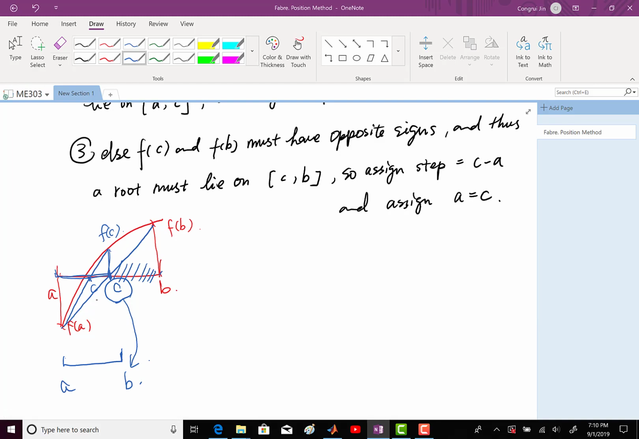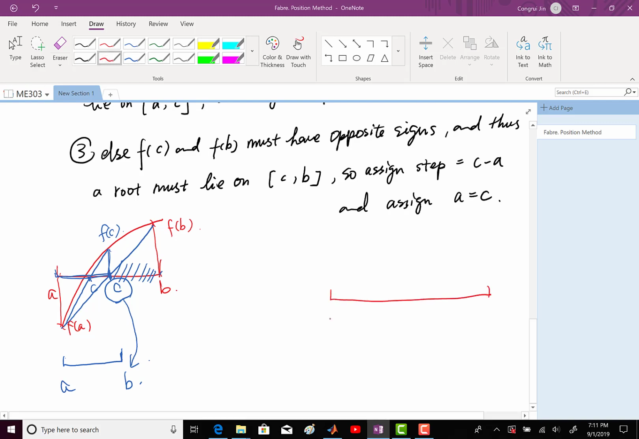All right? So the last scenario is that FC and FB have opposite signs, and then the root must lie on the interval C to B. So then we can assign C minus A to a variable called step, and then assign C to A, right? So let me show you the next scenario.